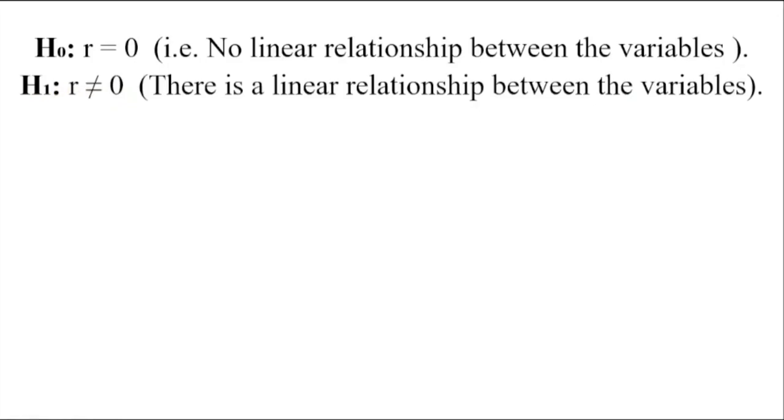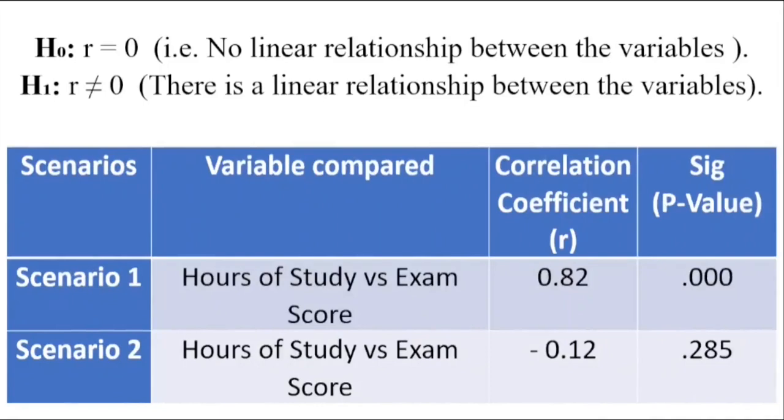Similarly, suppose you have done the Pearson's correlation analysis with a given set of data consisting of two continuous variables such as hours of study and exam scores, to determine whether there is an observed significant relationship or correlation between the variables, and the result outcome is as shown in this table for two different scenarios. How would you interpret this type of results, taking into consideration what we have learned so far? What does the p-value say about rejecting the null hypothesis or failing to reject the null hypothesis in relation to the correlation coefficient? In scenario 1, the correlation coefficient is 0.82, and this is positive.